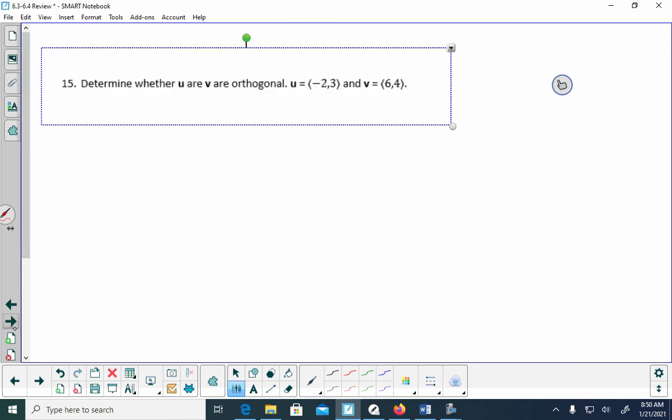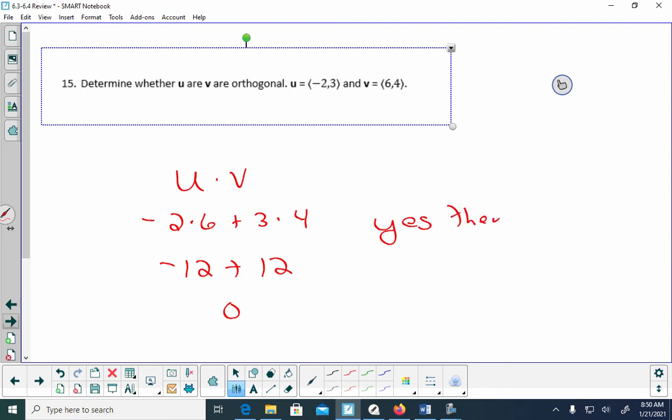Determine whether u and v are orthogonal. Remember, the definition of orthogonal is when the dot product is equal to 0. So I'm going to find u dot v. So negative 2 times 6 plus 3 times 4. Remember, when you're doing a dot product between two vectors, you're going to get a scalar or one number. Negative 12 plus 12, and I get 0. So I'm going to say yes, they are orthogonal.